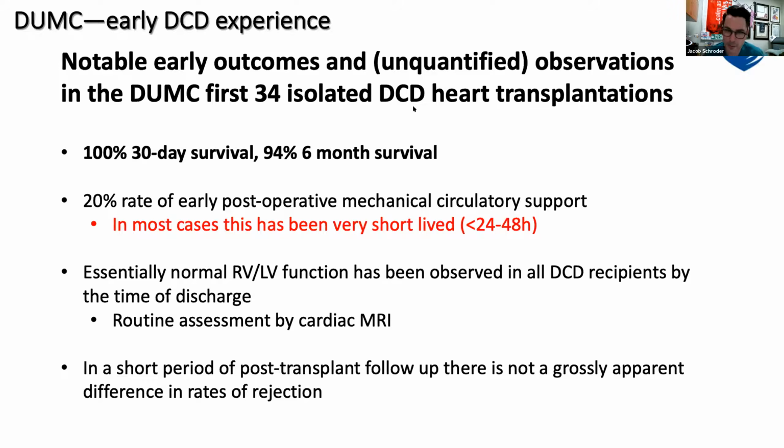So this is part of a trial, so I'm not really supposed to talk about results, but everyone wants to know about the results. Early on, this is just our first initial cohort. We had 100% 30-day survival and 94% 6-month survival. We had 2 mortalities in the first 34, and they were totally unrelated to heart and graft function. They were both related to infections. Unfortunately, both those patients passed away with totally normal heart function.